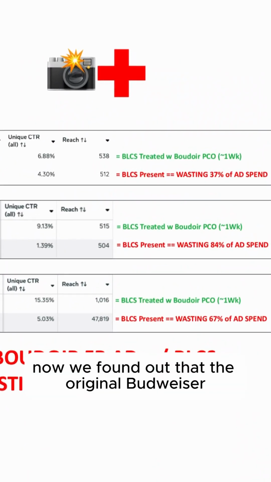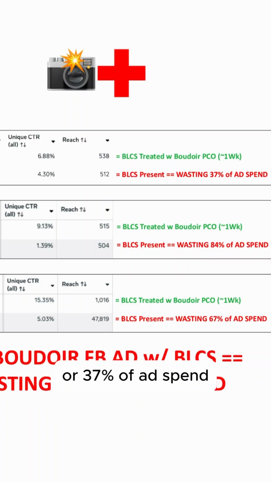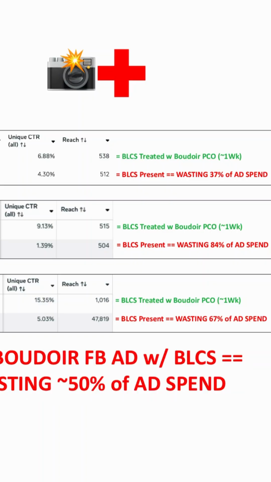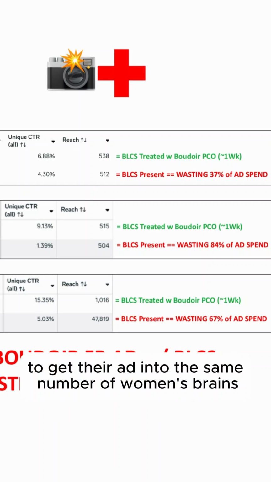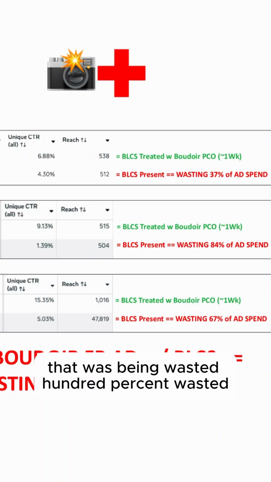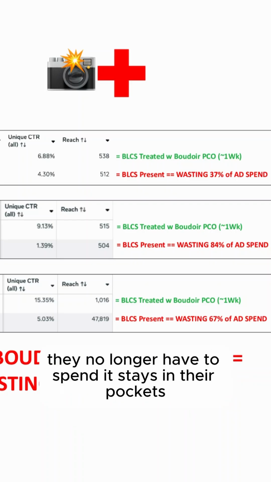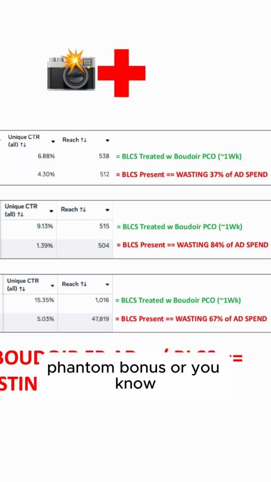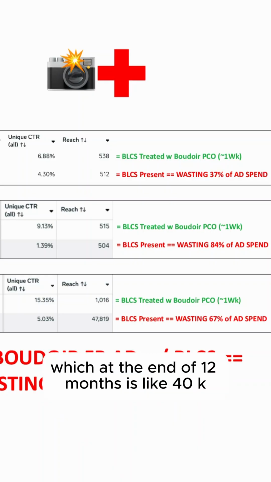We found out that the original Boudoir Facebook ad was wasting 37% of ad spend. So if they're spending 10 grand a month on the original Boudoir Facebook ad, now they only need to spend $6,300 a month on the Boudoir Pico treated ad to get their ad into the same number of women's brains. That $3,700 a month that was being wasted, 100% wasted, they no longer have to spend; it stays in their pocket. It's kind of like a $3,700 a month phantom bonus, and they don't have to do anything. At the end of 12 months that's like 40K.